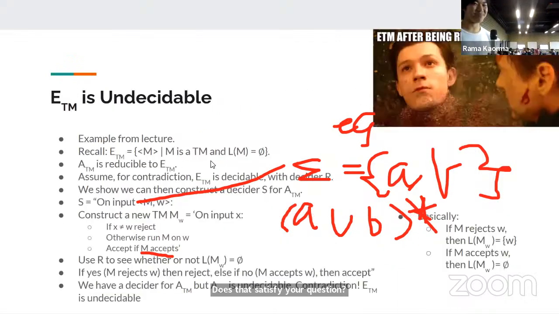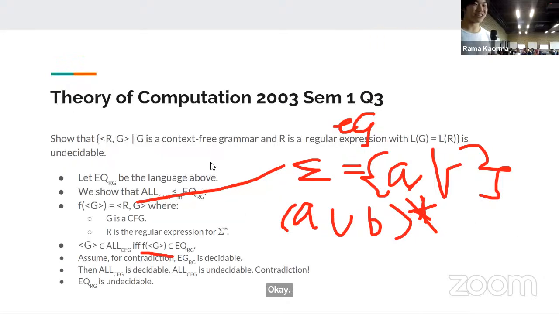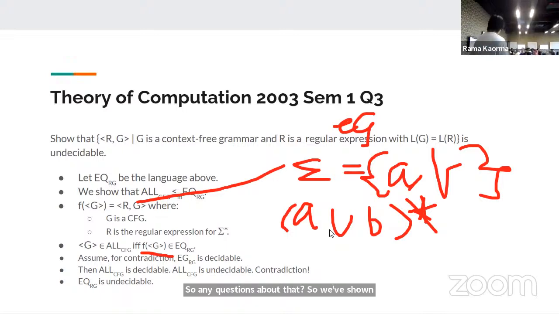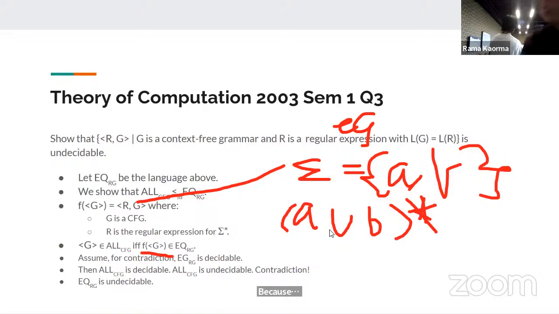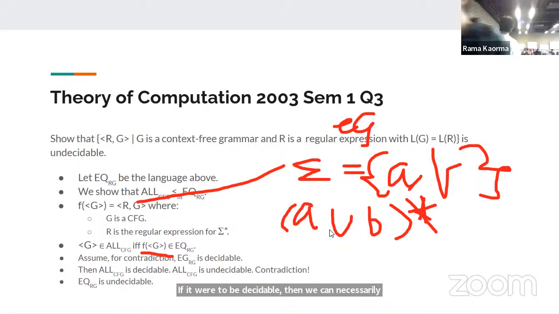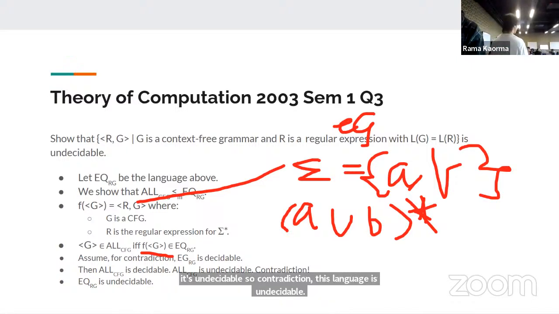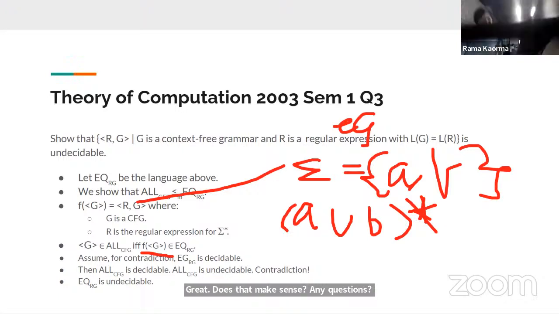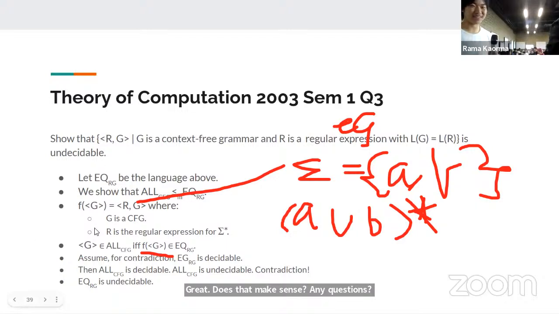All right, any questions about that? We've shown that if this language were decidable, then we could necessarily construct a decider for CFG universality, but we know that's undecidable, so contradiction. This language is undecidable. Great. Does that make sense? Any questions? Okay.